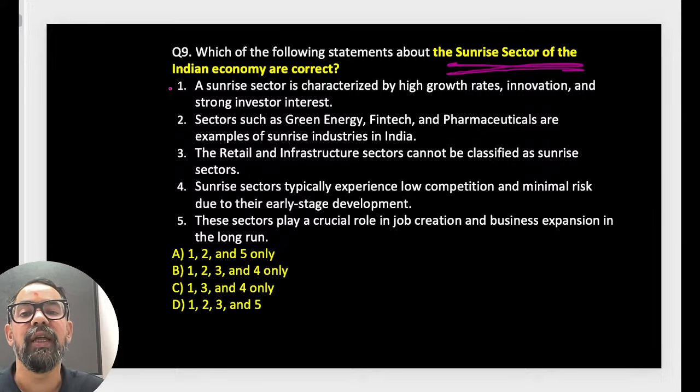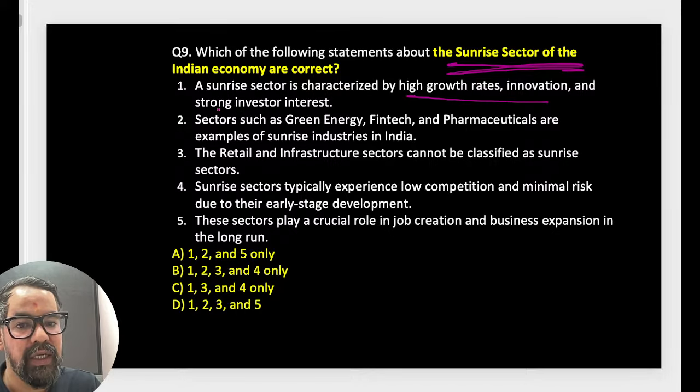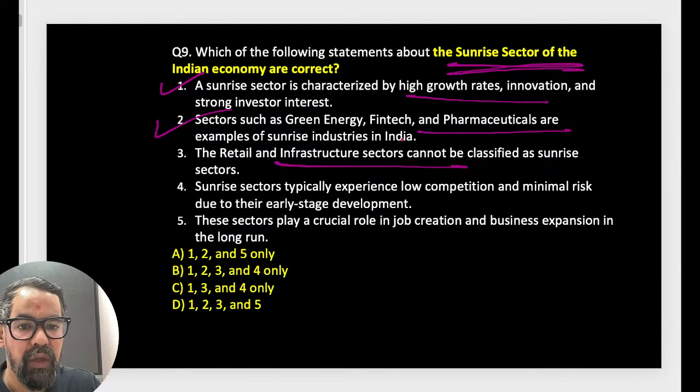Sunrise sector सबसे ज़्यादा emerging sector होते हैं economy के, like जहाँ पे सबसे ज़्यादा startups आपको देखने के लिए मिलेंगे, सबसे ज़्यादा investment आपको देखने के लिए मिलेगा, employment generation काफ़ी high है and competition भी काफ़ी high है. ठीक है, so these are the startup आपका sunrise sector. So high growth rate, innovation and strong investor trust. Sectors such as green energy, pharmaceuticals are examples of this. Retail, infrastructure are also part of this particular one.